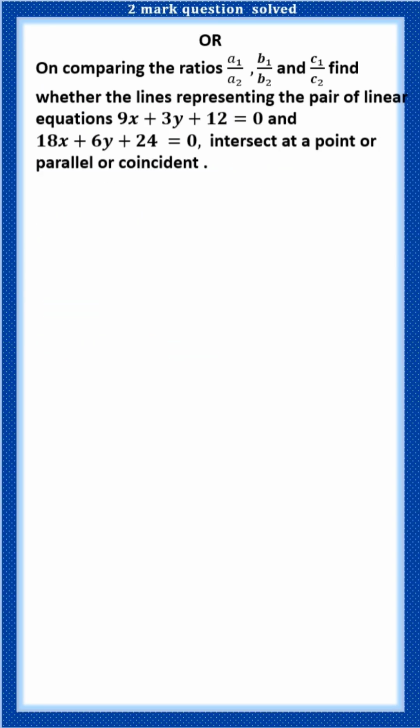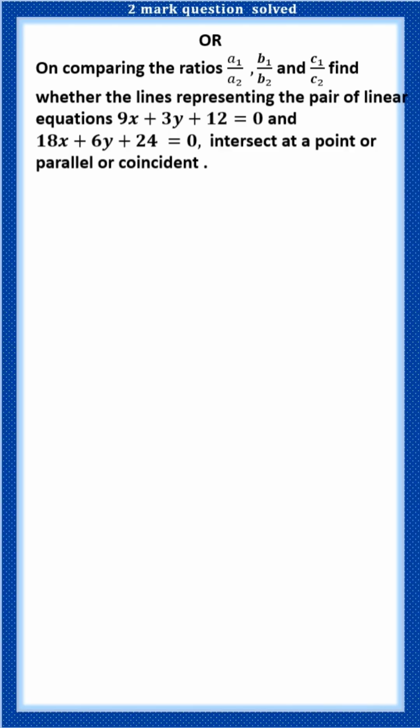There is an alternate choice question for that one, the previous one, the 19th question. On comparing ratios a1 by a2, b1 by b2 and c1 by c2, find whether the lines representing the pair of linear equations 9x plus 3y plus 12 is equal to 0 and 18x plus 6y plus 24 is equal to 0 intersect at a point, parallel or coincident.